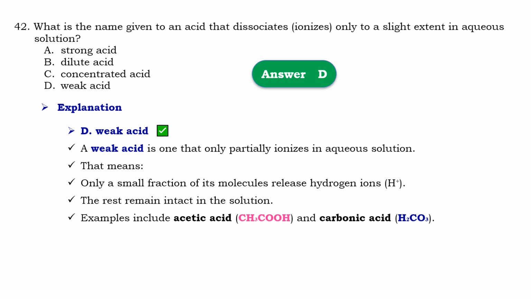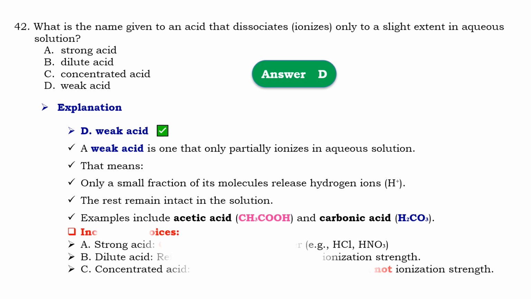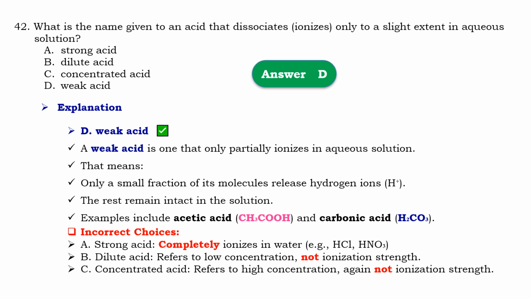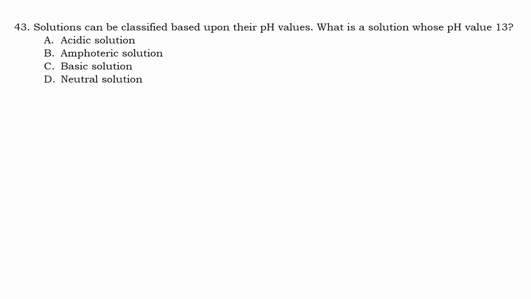that means small fractions of its molecules release hydrogen ions, the rest remain intact in the solution. Examples are acetic acid and carbonic acid, only partially ionized in aqueous solution. So that is perfectly D. Options A, B, C are incorrect. Why? Strong acids are completely ionized in water, a dilute acid refers to low concentration not ionization strength, and concentrated acid refers to high concentration, again not ionization strength.